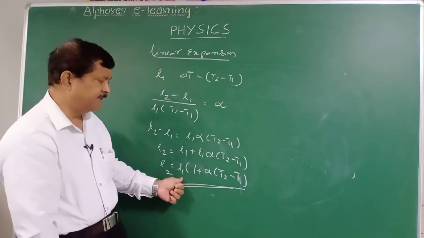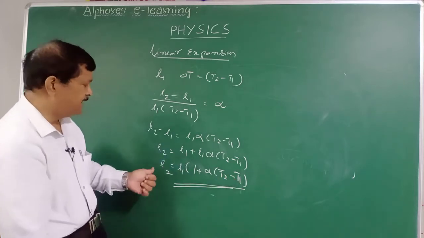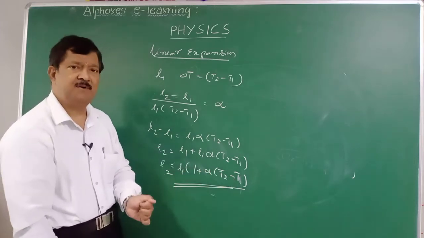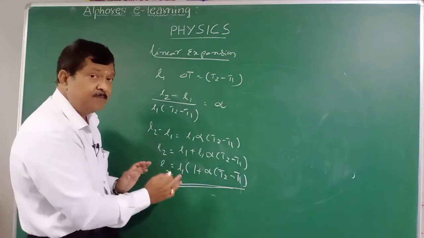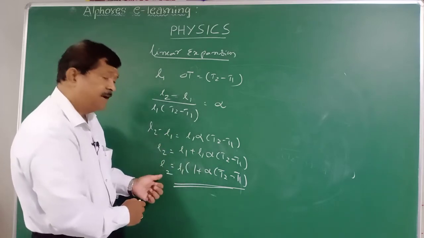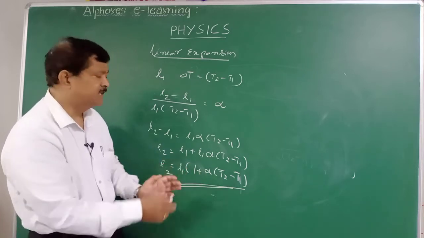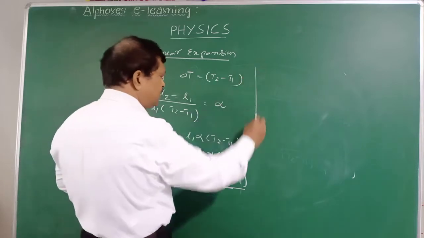L2 is the final length of the rod. L1 is the initial length. T1, T2 are the initial and final temperatures. Then we can write L2 equal to L1 of 1 plus alpha T2 minus T1. Directly you can calculate the final length. In some problems we need this equation. L2 is L1 of 1 plus alpha T2 minus T1. This is one way. Now we can express the same in another way also.